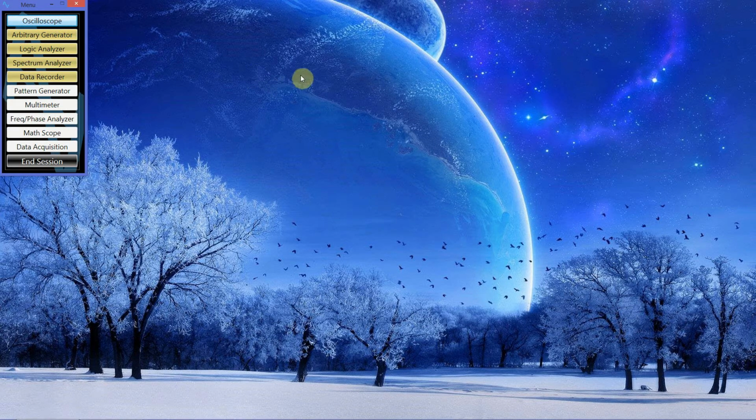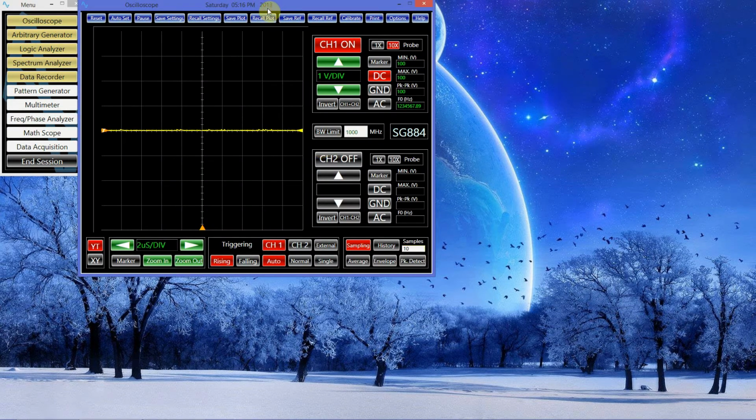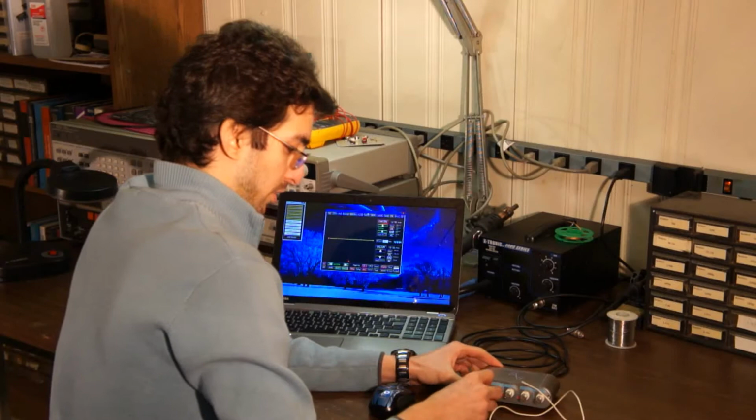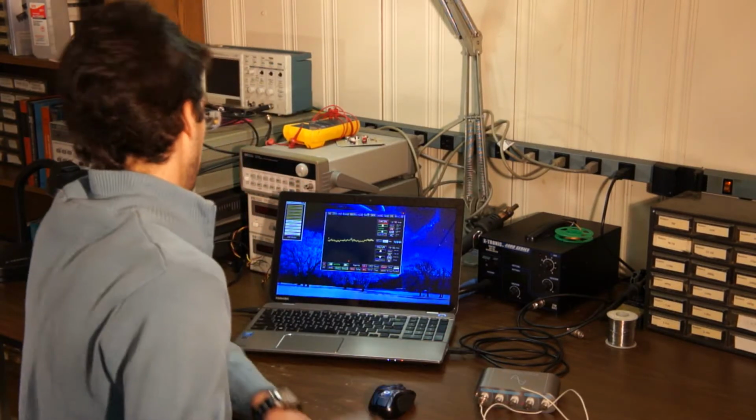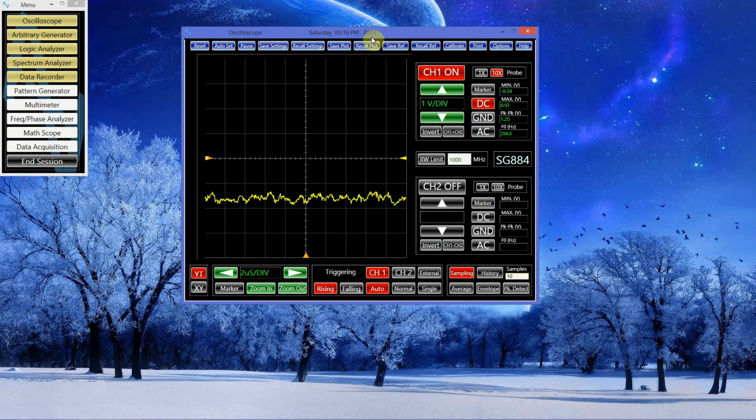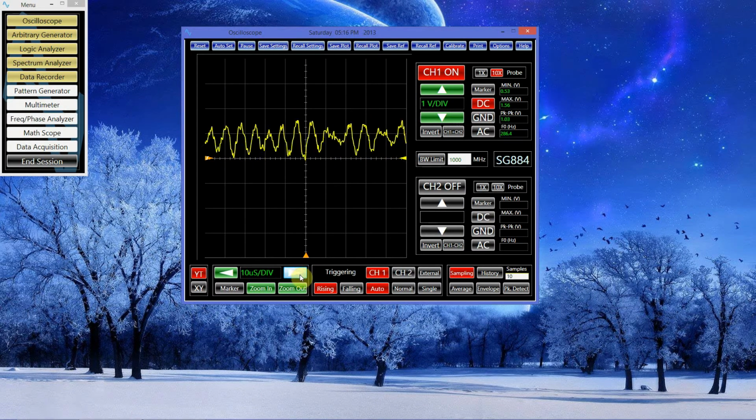I'm going to open up the oscilloscope to try out my antenna. I'm going to hook up my crude antenna to channel 1. We can see that we get some kind of signal, even though it doesn't really look like much of anything right now.